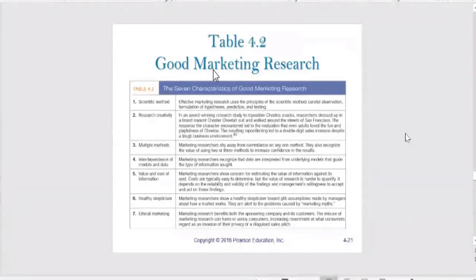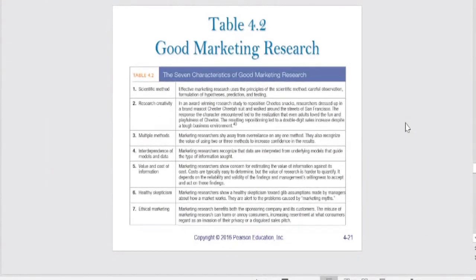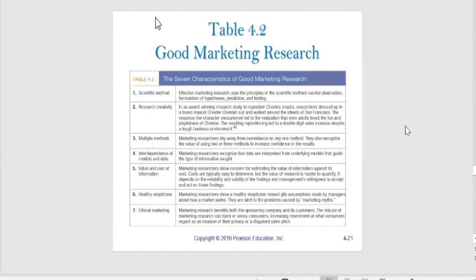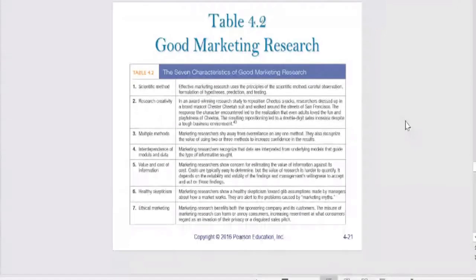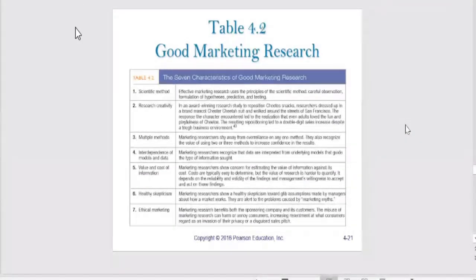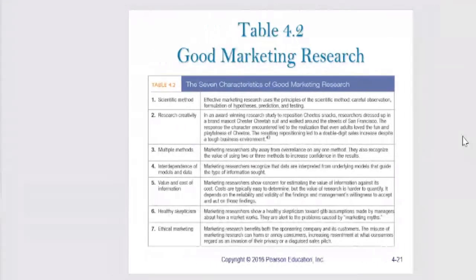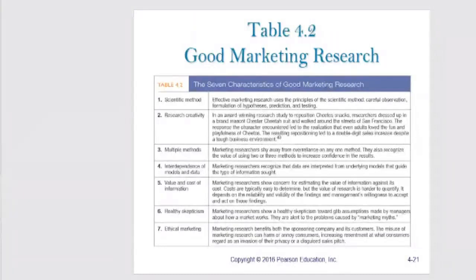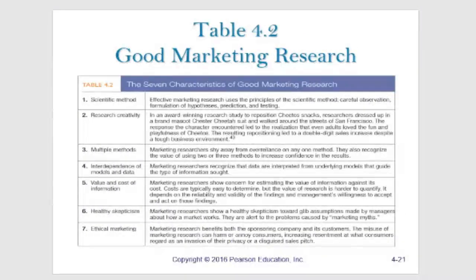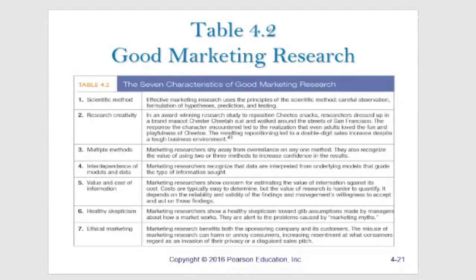Effective marketing research uses the principles of the scientific method: careful observation, formulation of hypotheses, prediction and testing. Then research is done creatively. Multiple methods are used, along with the interdependence of models and data, the value and cost of information, healthy skepticism, and the ethical dimension, so that people are not harmed. We do not annoy, we do not increase resentment, and we do not invade their privacy, use a disguised sales pitch, or force them to buy certain products. We should have an unbiased orientation, and not a biased orientation about our objective.